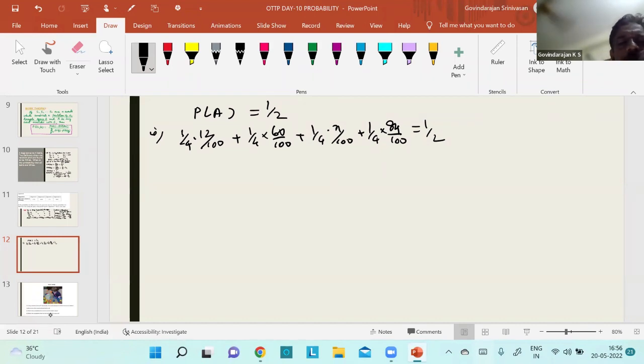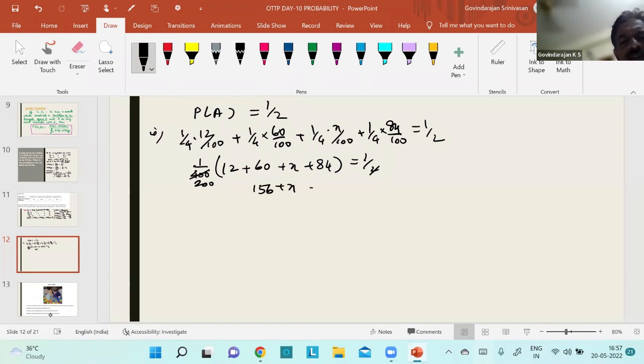So here, 1 by 400 can be taken out as common. It is 12 plus 60 plus X plus 84 is equal to 200, cancelling the 1 by 2 against the 400. So 72, 156 plus X is equal to 200. So X is equal to 44. So with opponent 3, it is 44%.